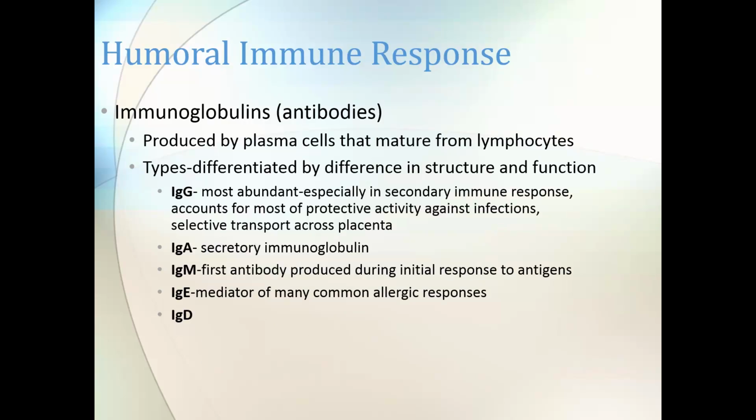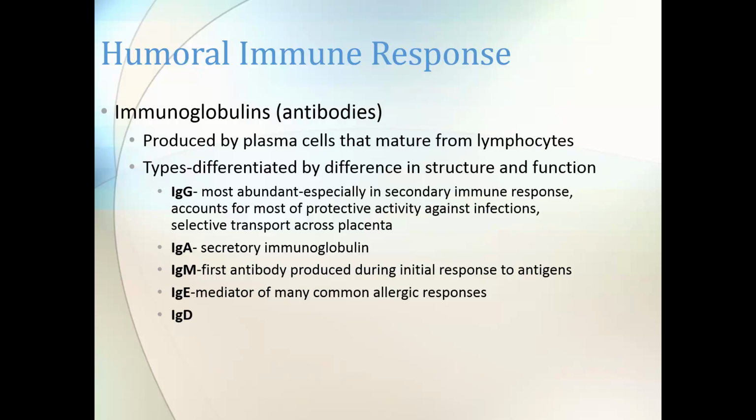Okay. So let's talk now for the next few minutes a little bit about both the humoral immune response, so how the antibodies specifically respond to create immunity, and then how the cellular immune response actually elicits an immune response. So let's talk first about immune globulins, okay? Antibodies is the other term for that. As I mentioned, these are produced by the plasma cells that mature from lymphocytes, and specifically they're produced by B cells. There are different types of antibodies that differentiate by the structure and the function of what that particular antibody does. There's a couple that I really want you to be familiar with.